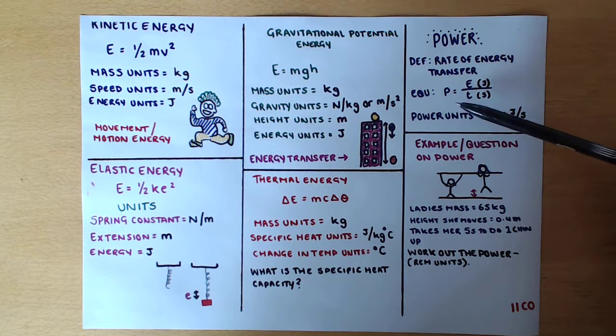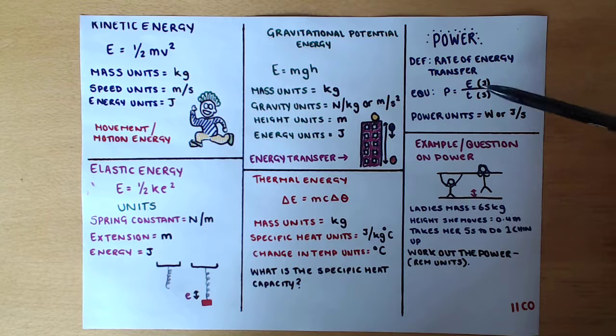So the equation for power is energy transferred, E, divided by time taken, T. And power has units watts or joules per second. You can see where the joules per second comes from because it's just a joule divided by a second, like it is here, and that is a unit for power. But more commonly, you'll see it known to be a watt.